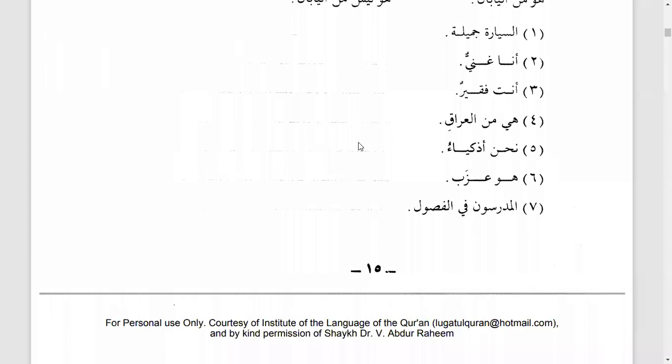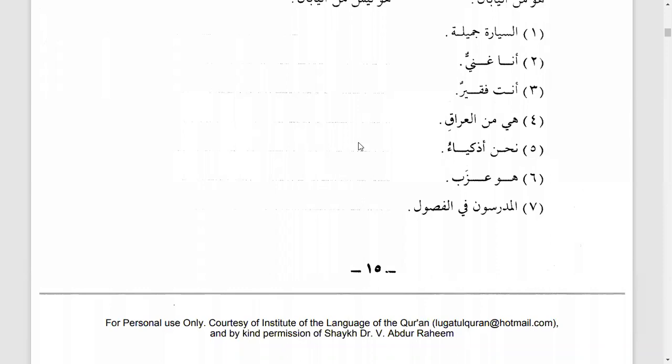السيارة ليست بجميلة. Excellent. السيارة ليست بجميلة. The car is not beautiful. Yes, number 2.